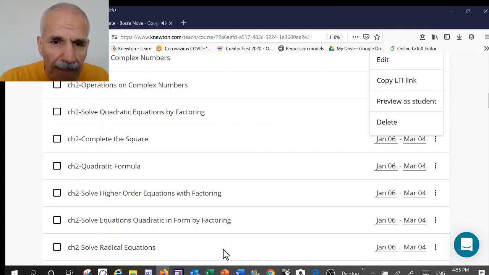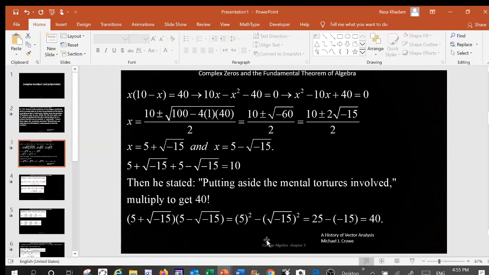Now, before I do that, let me turn off the video. We don't need that. And then continue with complex numbers.